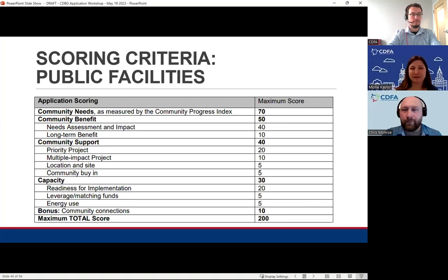You'll see it looks very similar to the housing chart, but it is a bit different. There are some of the same criteria that are included in this, but there are some that are a bit different. But it's also looking at a 200-point possible maximum score. And again, those details can be found in our application and program guide.